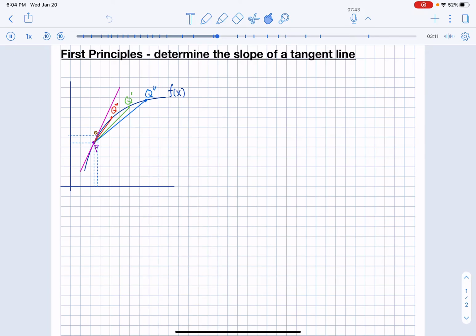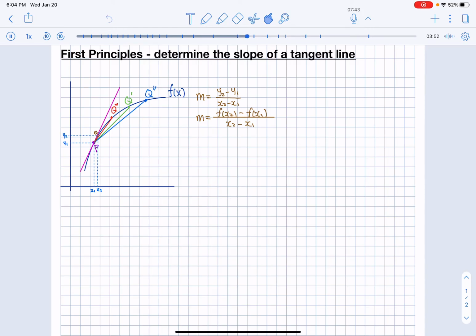As we learned before, slope equals y2 minus y1 over x2 minus x1, the difference in y over the difference in x. So slope equals, y2 can be written as f of x2, y1 can be written as f of x1, over x2 minus x1. The coordinates of P are x1 and y1. The coordinates of Q are x2 and y2.